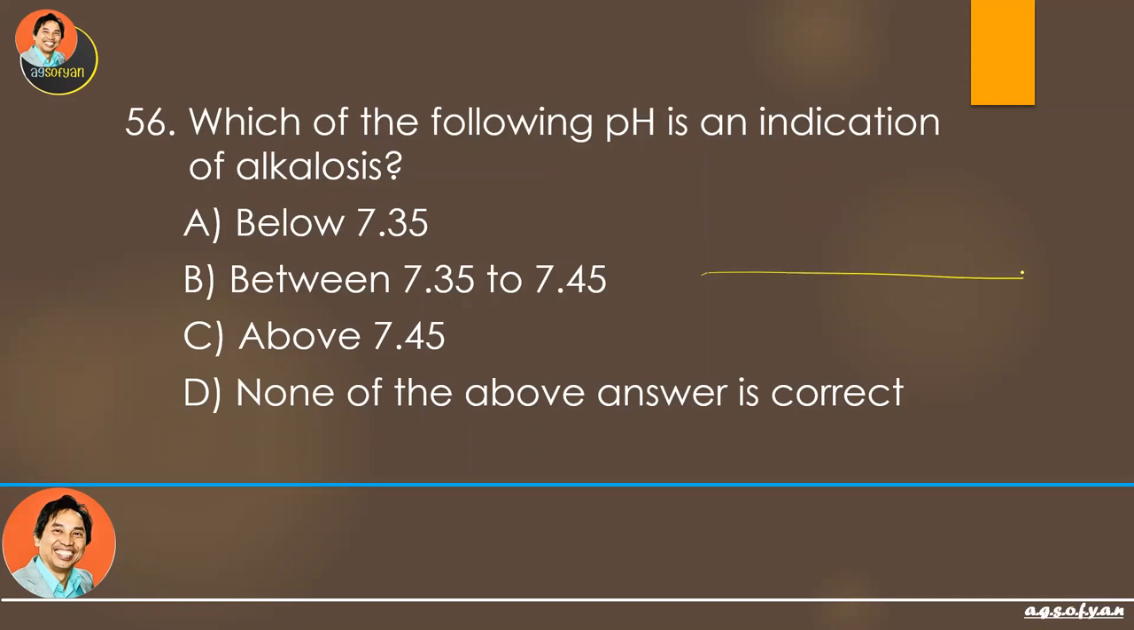Now, how about alkalosis? Alkalosis means more alkaline, more base. So this is 7, this is 14, this is 1, this is basic, lower than 7 is acidic. Remember the normal pH level is 7.35, that's the lowest one. The highest one is 7.45. Alkalosis means higher than normal pH. So it's going to be higher than the highest normal pH. So above 7.45 is considered alkalosis. It is also dangerous, the same as acidosis.